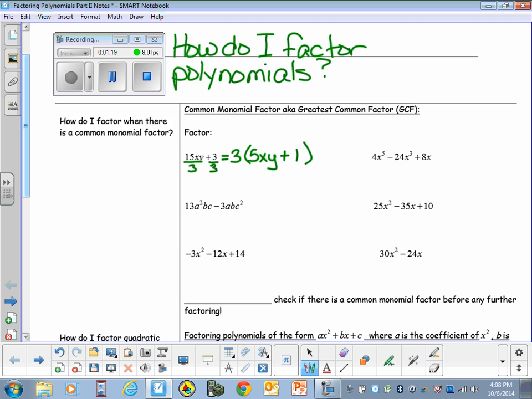Looking at our next example, 4, 24, and 8 have a greatest common factor of 4. X to the 5th, x cubed, and x have a common factor of x. In terms of variables, it's always your smallest exponent that works out to be your greatest common factor. So now I have to divide each term by 4x. The 4's will disappear. X to the 5th divided by x is x to the 4th, minus 24 divided by 4 is 6. X cubed divided by x is x squared, plus 8 divided by 4 is 2, and the x's cancel out.